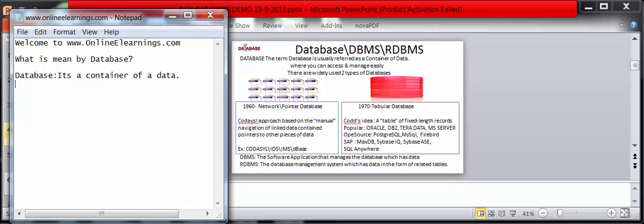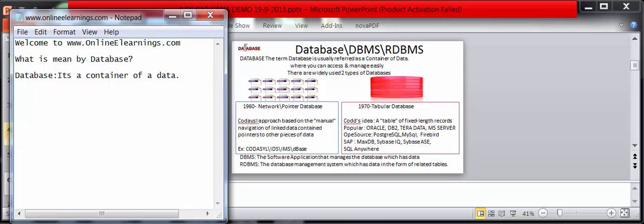And when it comes to how many types of databases we have, how the word database came up into the market, and who introduced this database vocabulary, these are all we are going to discuss now. The term database is usually referred to as a container of data where you can access and manage it easily.